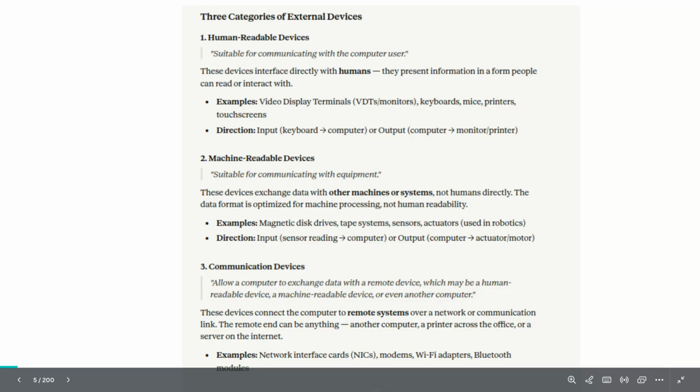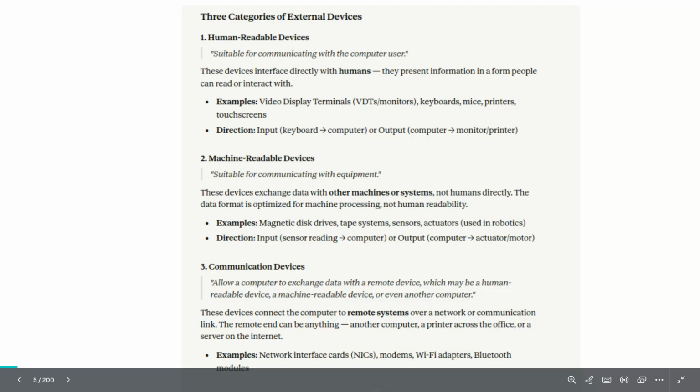Machine readable devices are suitable for communicating with equipment. These devices exchange data with other machines or systems, not humans directly. So the data format is optimized for machine processing and not human readability. Machine readable devices are the opposite. Here the data is exchanged between other machines or other systems and not with humans. So the data format would be optimized for machine processing, for the machines to understand, and it would not be in a way that humans can read.